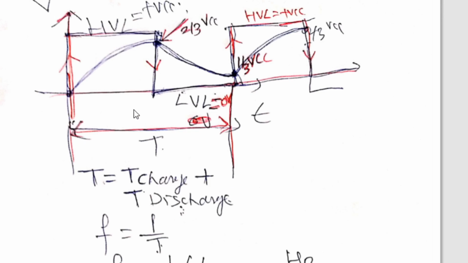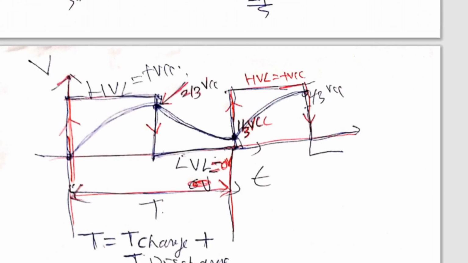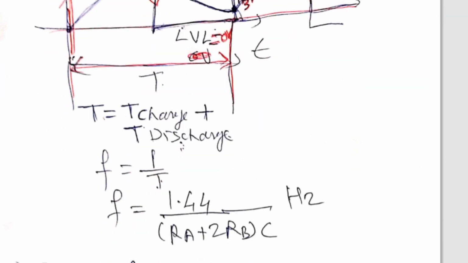And this, if you calculate with the help of CRO, you can calculate the frequency by using the formula F is equal to 1 by T. But remember, you can also calculate the frequency at the output of IC 555 with the help of the formula F is equal to 1.44 divided by (RA plus 2 times RB) into C.